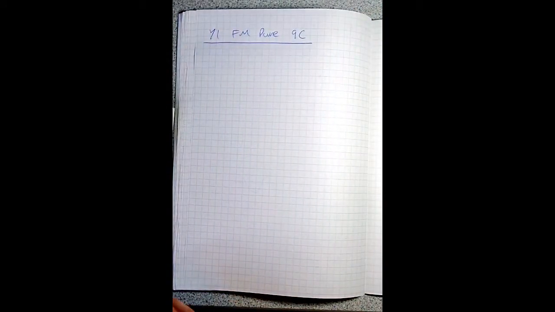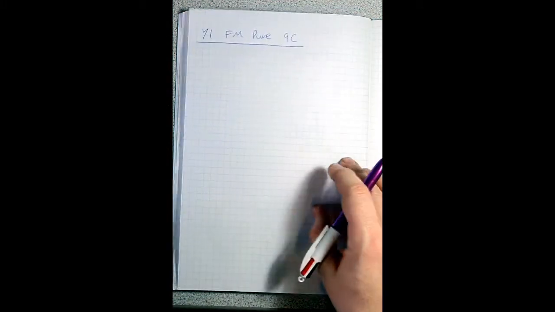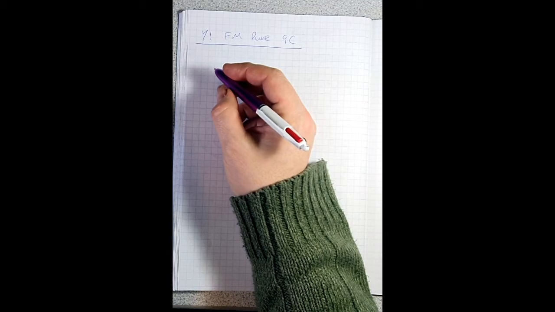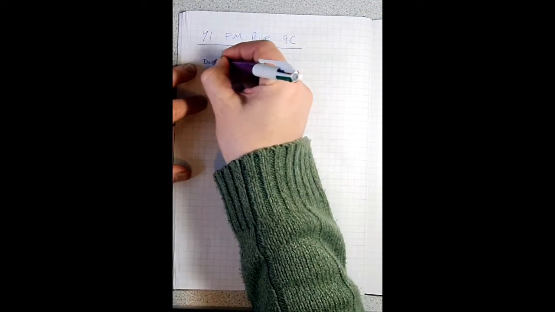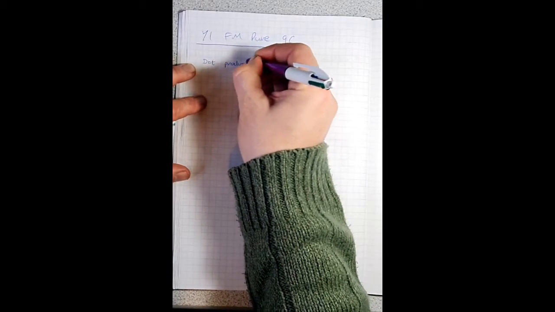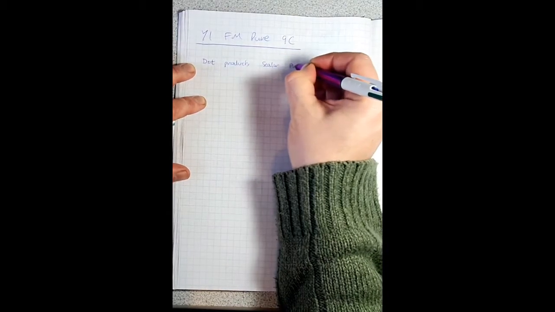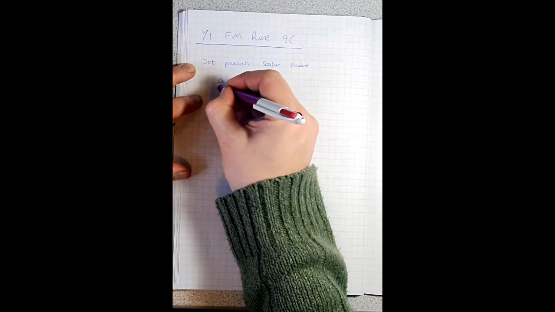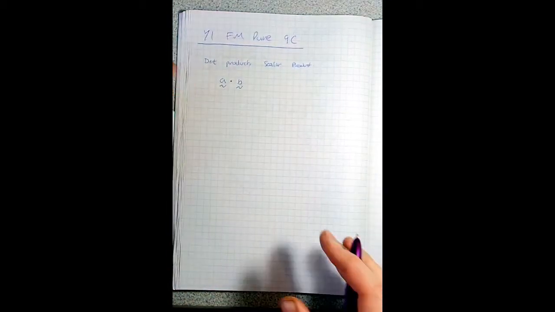Now, example 10 is showing you how angles on a straight line add up to 180, so I'm not going to bother with example 10. But what is important is this dot product. It's called the dot product or the scalar product, and it's an operator that we can do with two vectors. The sign is a dot.